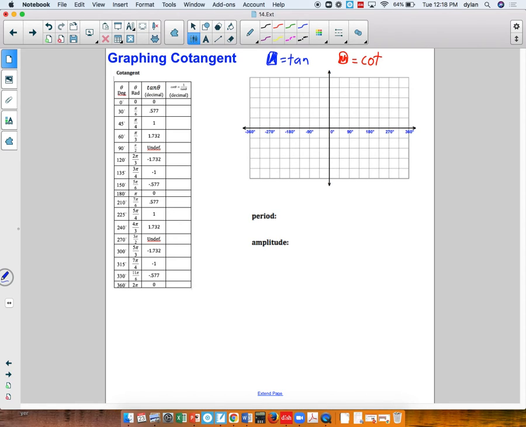All right, so I'm going to start with tangent first. And tangent is one that we already have explored before. So we know that there is a vertical asymptote at 90 degrees because sine is 1 and cosine is 0. So it's undefined because tangent is sine over cosine. And there's also going to be a vertical asymptote at 270 degrees as well.